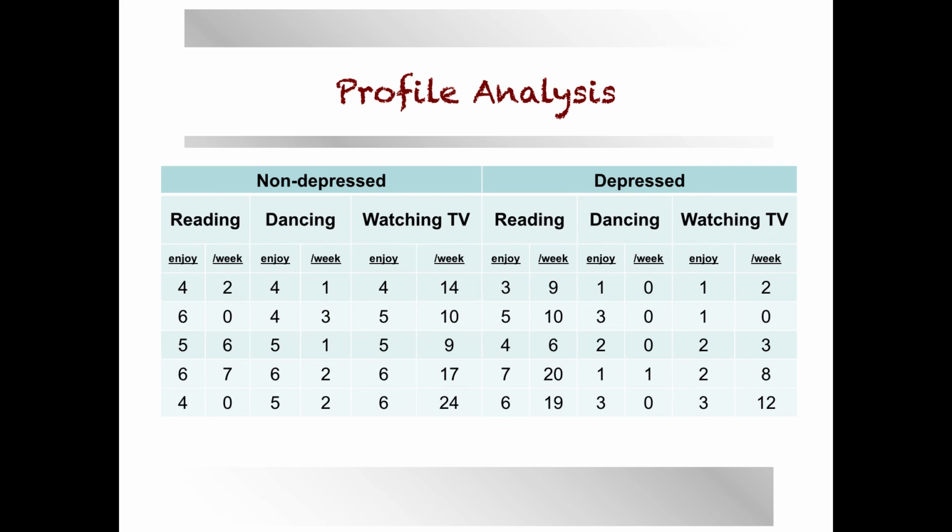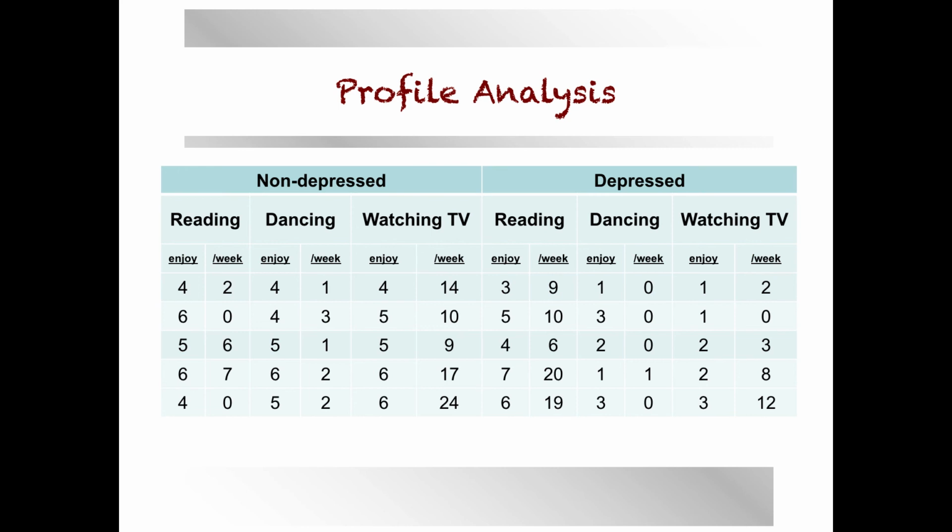For dancing, they rated it again as a 4, and they do it once a week. For watching TV, they rated it as a 4, again, but they do it 14 hours per week. It depends on our scale, I suppose, for watching TV in these per week measurements. But we're going to go with hours, so this non-depressed group is watching a lot of television, it appears. The depressed group is doing a lot of reading, it appears, and not a lot of dancing. So we'll go with this as our added wrinkle here.